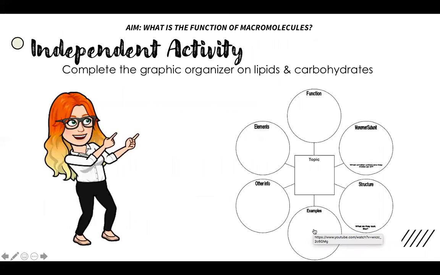So, like I've been saying, the independent activity for today is to complete the graphic organizer on lipids and carbohydrates. This was the original organizer that I had created for you guys, but unfortunately, due to editing and formatting issues, I created the chart on your worksheet. So you can pause here and you can complete your independent activity, and then you can come back and press play for the wrap up.